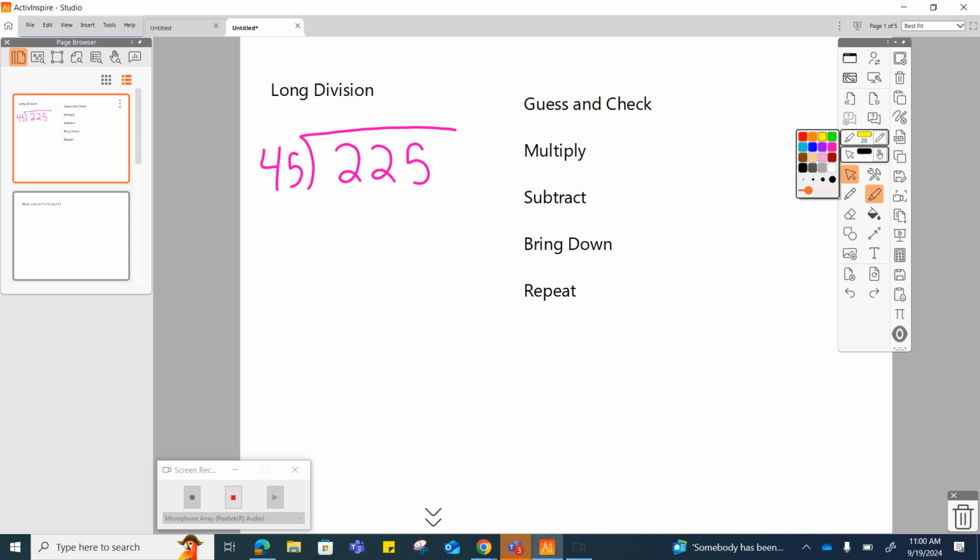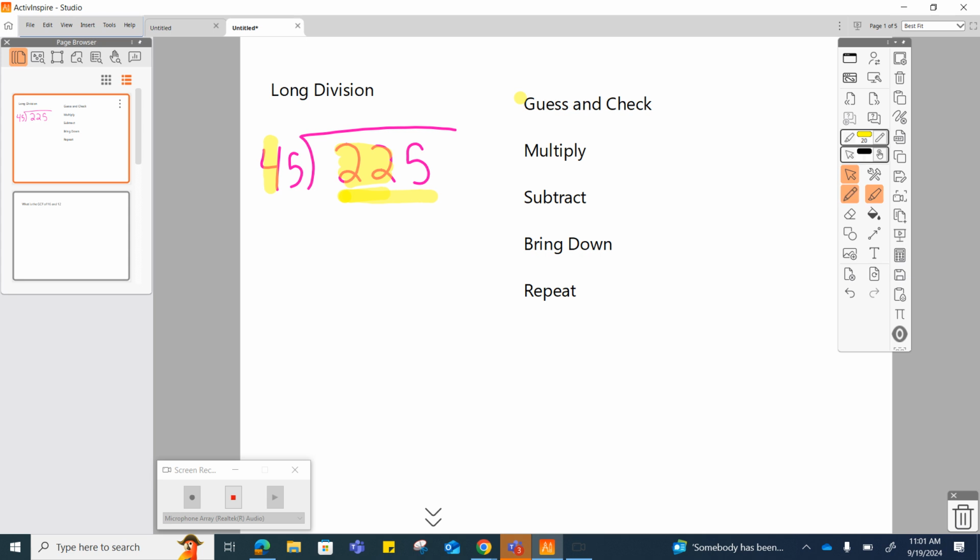So 45 does not divide into 2. 2 is smaller than 45. 45 does not divide into 22 because 45 is larger than 22. 45 does divide into 225. And what I always say is look at the first two numbers here. So I'm going to guess and check based upon the fact that 4 would go into 22 about 5 times.